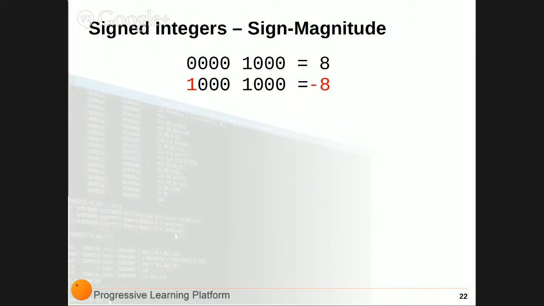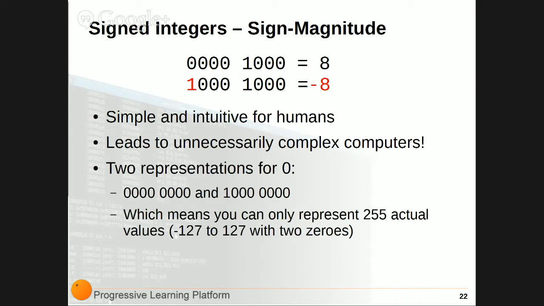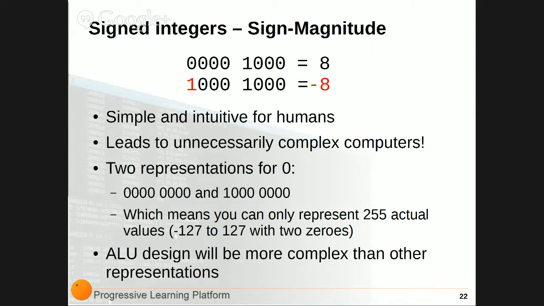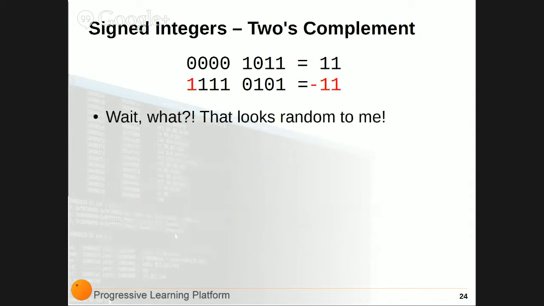So with sign magnitude, I'll just skim through this because this is not really important. We just have the first bit, the most significant bit, signify the sign. Simple and intuitive for us, because that's how we represent signed numbers. But the computers will be complex, and you'll have 2 representations for zero, which is useless. Now 1's complement, same thing, you have 2 representations, but the logic will be better if you implement it in a computer.